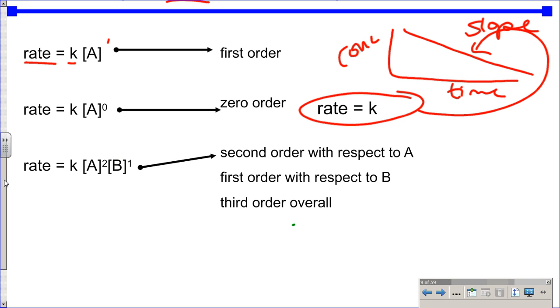Could you have just like A to the third, would that be the second one? A to the third would be overall third order. Yeah.